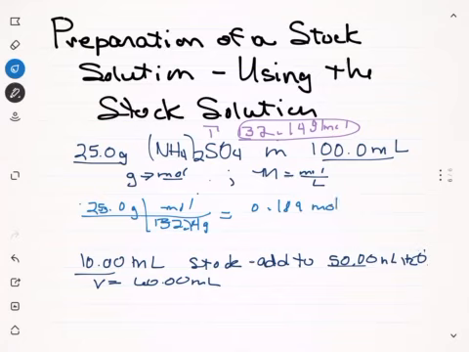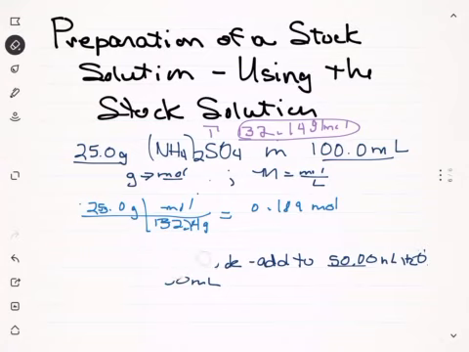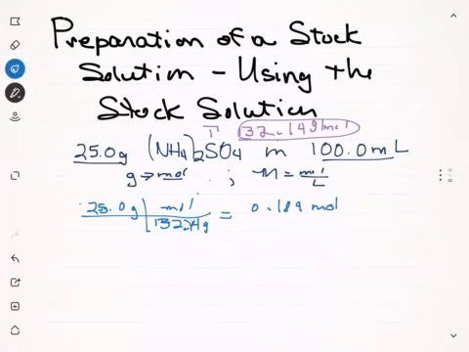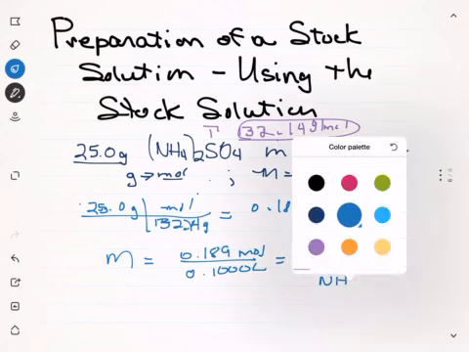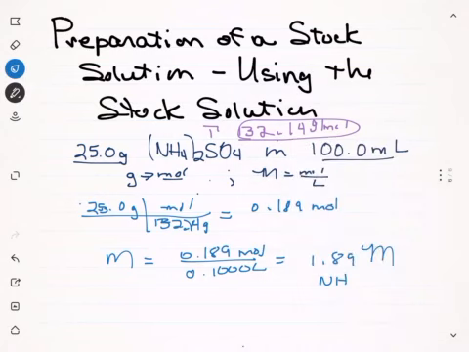Next, I'm going to take my moles divided by my liters. I'm going to erase this bottom part here. I'll just have to go to the next page. Molarity equals moles, 0.189 moles, divided by my liters. Remember to move my decimal 3 to the left. And I get 1.89 molar solution. And this is my stock solution of (NH4)2SO4. Okay, I'm going to write that down on my next page, 1.89 molar solution.